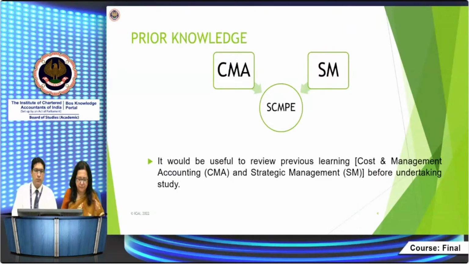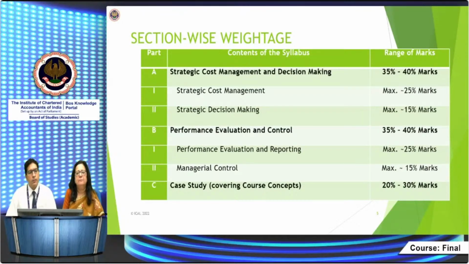And now students, I come to the section-wise weightage, which is very important, and thereafter I'll touch upon the skill-wise weightage also. So in Part A, that is strategic cost management and decision making, the weightage is 35% to 40%, right? And it has two topics, strategic cost management and strategic decision making. Strategic cost management has a maximum weightage of up to 25%, and strategic decision making has a maximum weightage of 15%. So students, plan your study accordingly and then move.